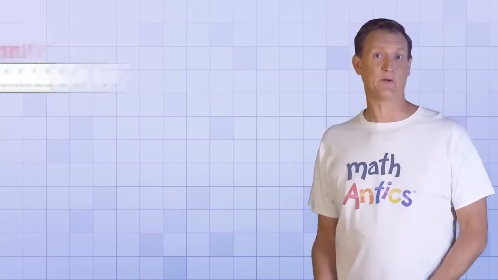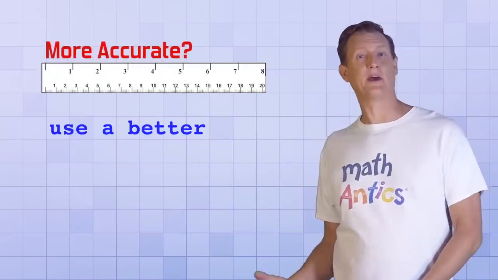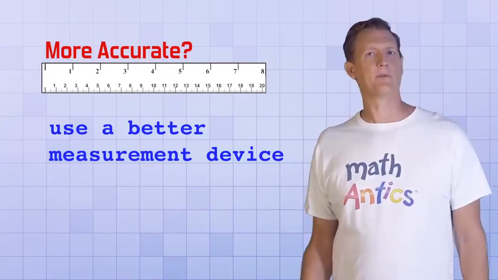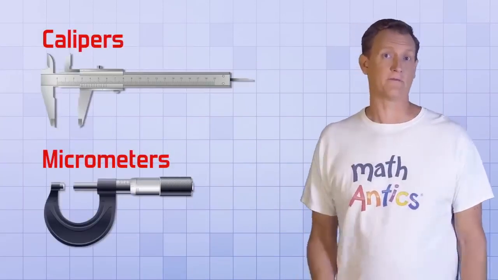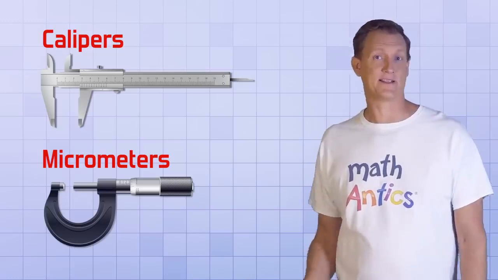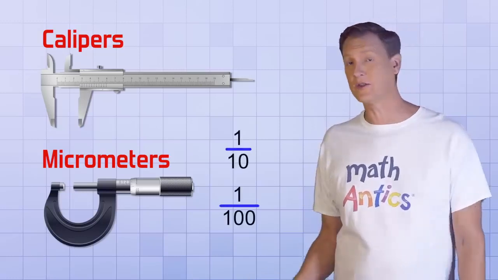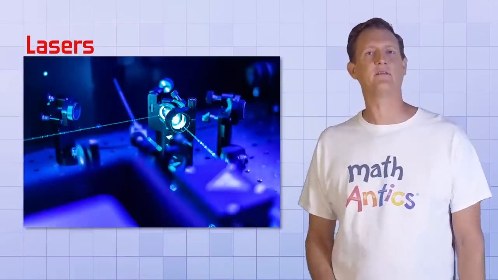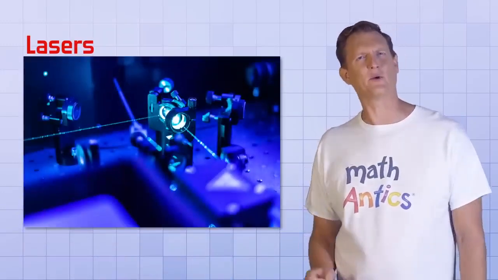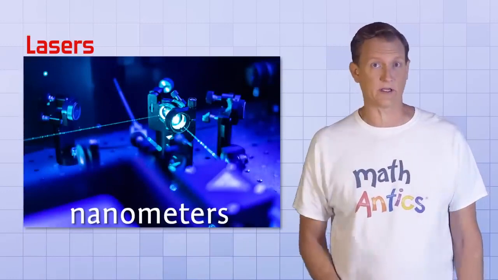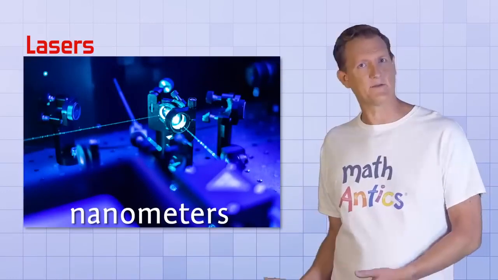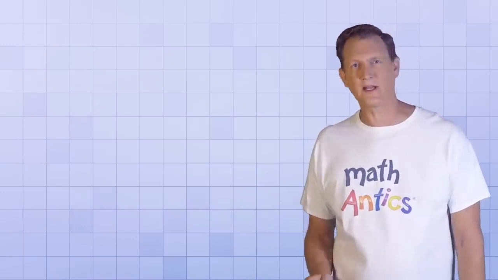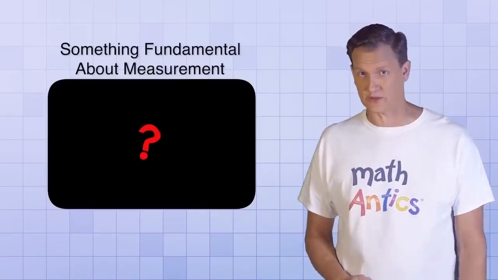If you really did need a more accurate measurement, you'd need to use a better measurement device that could provide that level of accuracy. For example, calipers and micrometers are devices that can measure distances as accurate as 1/10 or even 100th of a millimeter. And certain measurement techniques using lasers can achieve even higher accuracies, down to extremely small units like nanometers. Those more advanced types of measurements are beyond the scope of this video, but hopefully they'll help you realize something fundamental about the nature of measurement.